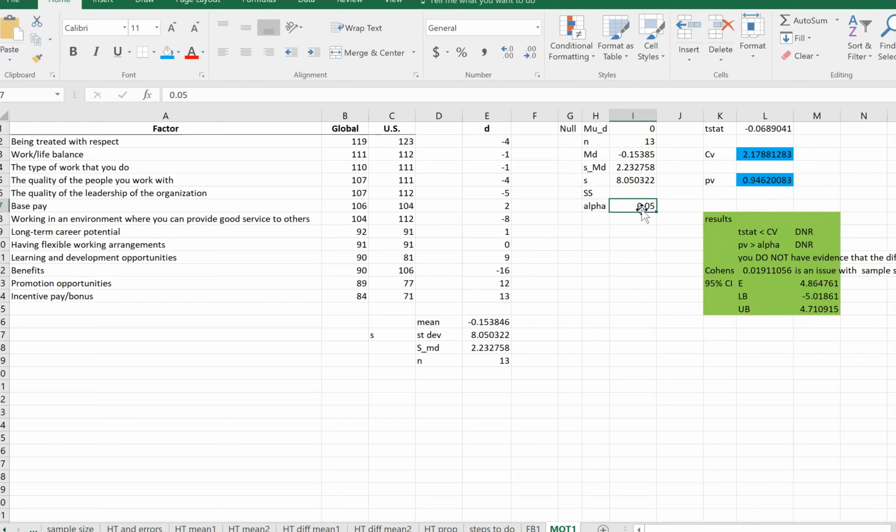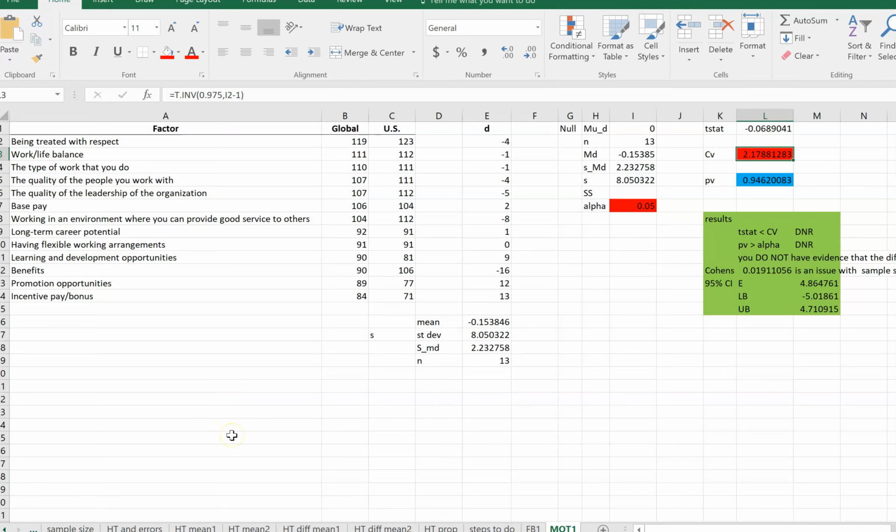Now, if alpha changes, it does mean I have to change my critical value. Not your p-value. Your p-value is based on your statistic. But your critical value will change. You have to change it. If you change your alpha, you have to change your critical value to address the fact you've changed your alpha. Those two are linked forever, so you got to be careful. Change your alpha, changes your critical value.